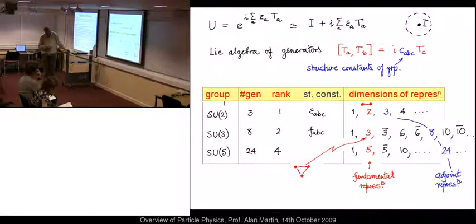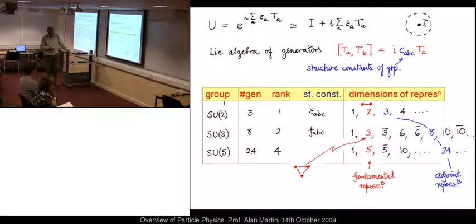This is T_A T_B minus T_B T_A, which is another member of the group, and the coefficient in front of here, where we're summing over the repeated index C, gives you the whole group structure. So everything comes from this so-called Lie algebra.